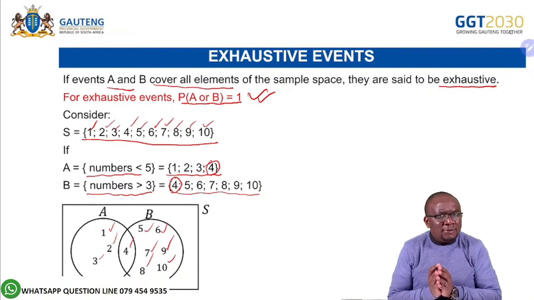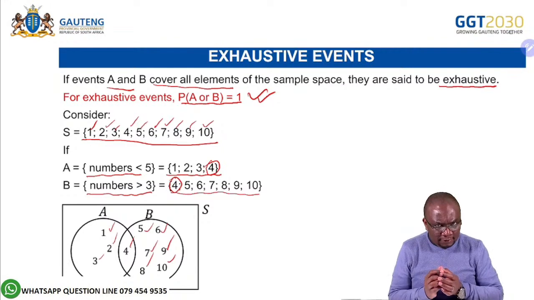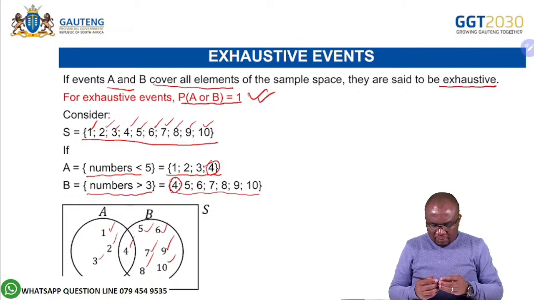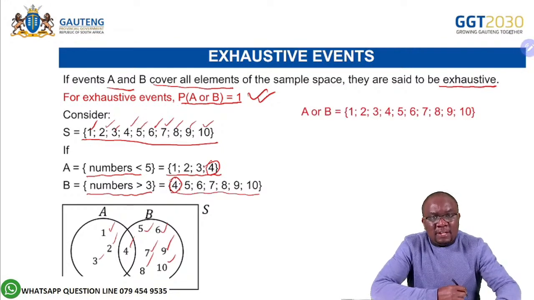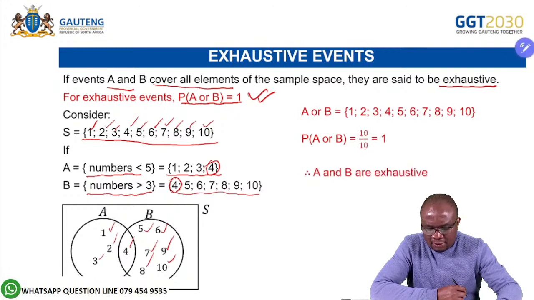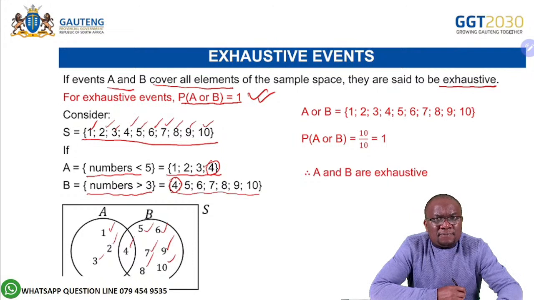So such events are what? Exhaustive. They've taken everything from the sample space. So we're saying that probability of A or B is equal to 1. A and B are exhaustive events. You want to take short notes? Just 1 minute. Let me give you 1 minute, and then we'll continue after 1 minute.